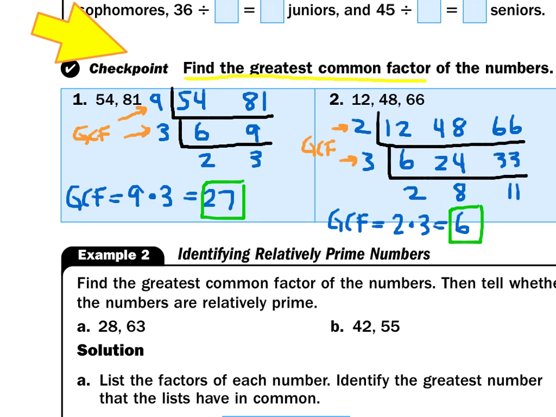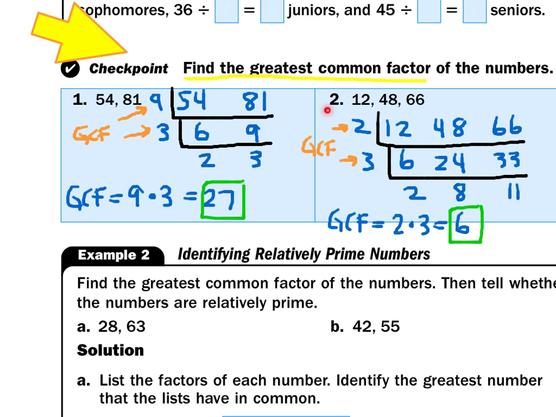The reason we do this is everything that forms this tower makes up our greatest common factor. Everything that's going up and down will be part of our greatest common factor. So you write greatest common factor equals, and then take the 9, put that multiplication symbol, and then put the 3. 9 times 3 gives me 27. So 27 is the greatest common factor of 54 and 81.